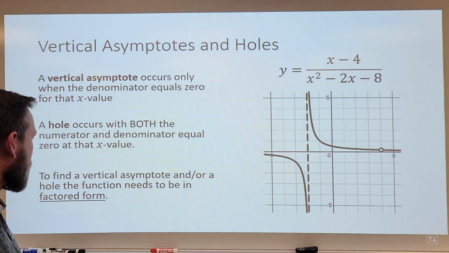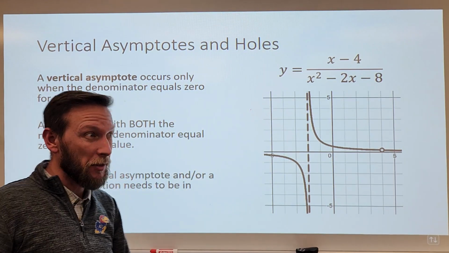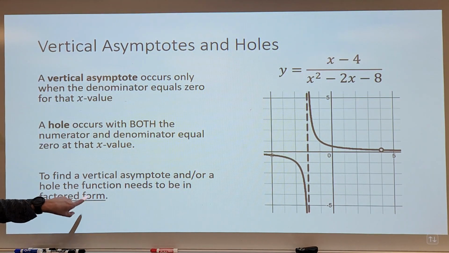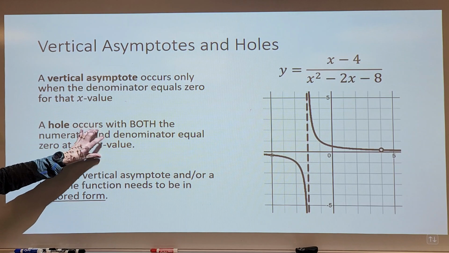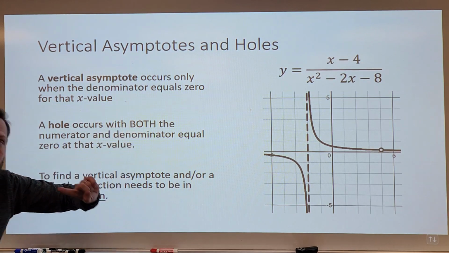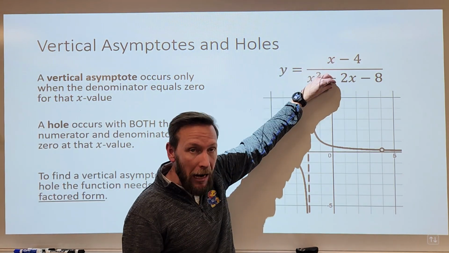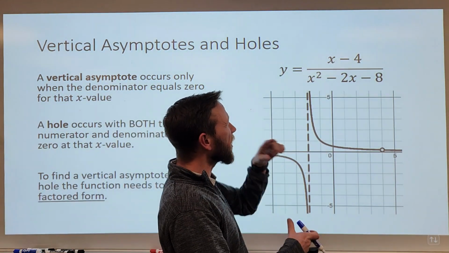And how can we know that it's there? You might be able to see it in your table, but if it's a fractional value, that's not helpful. And so that requires us to be in factored form. The hole happens where you have a common 0 in the polynomial of the numerator and the polynomial of the denominator. So here, let me show you what this means.